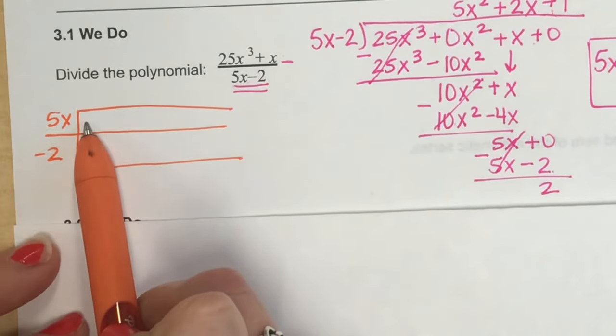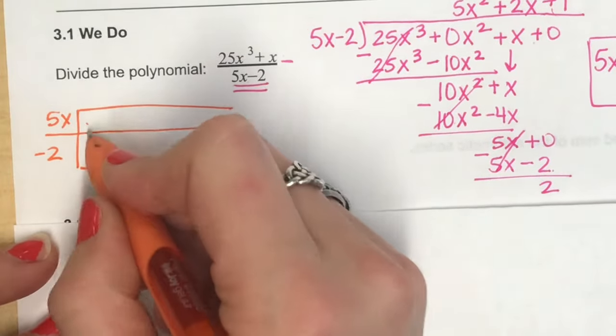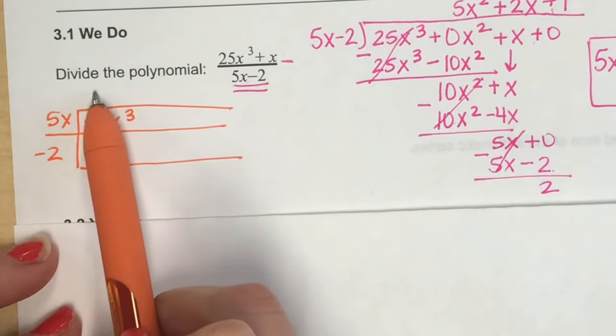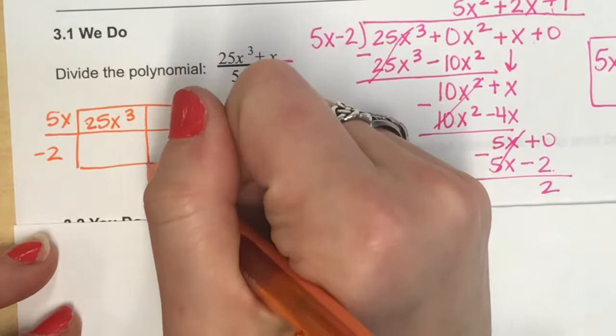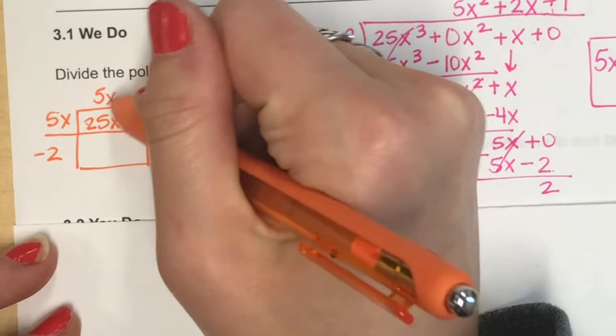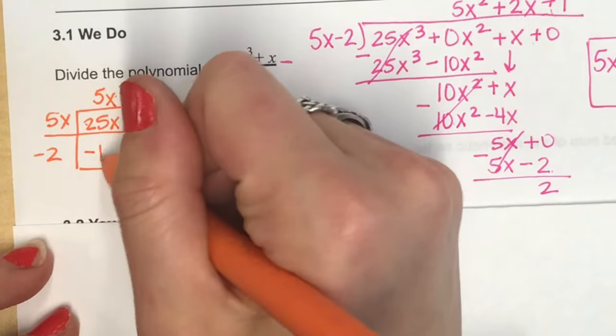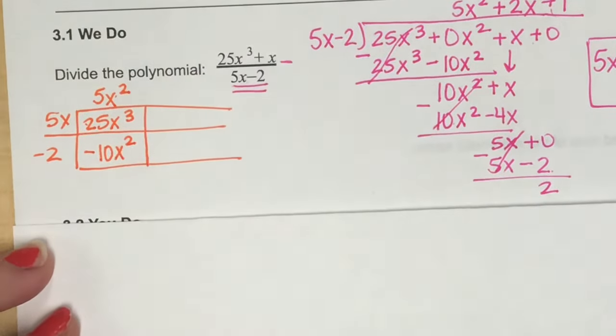Okay, first number I'm going to put on the inside of my box is my very first number, 25x cubed. And I say, okay, 5x times what gives me 25x cubed? Well, that would be 5x squared. Then I multiply 5x squared times negative 2. I get negative 10x squared.